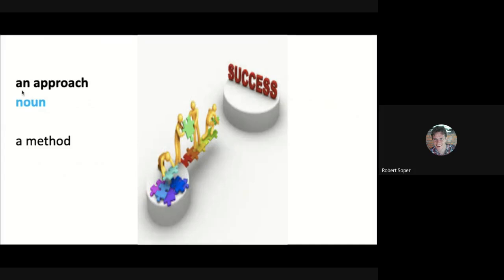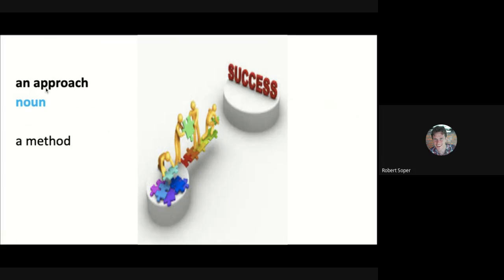This word is an approach. An approach is a noun. Be careful here because we sometimes use approach as a verb as well, and it means something different. When you use approach as a verb, it kind of means to get closer to something. So if you are approaching something, you are moving closer towards it. So if I approach my father, I am moving towards him.